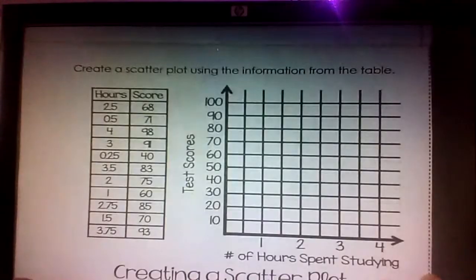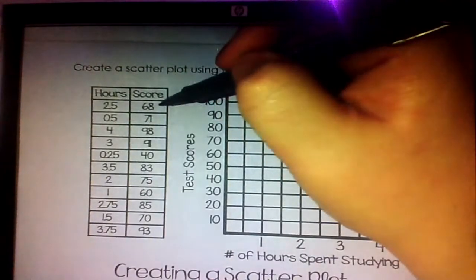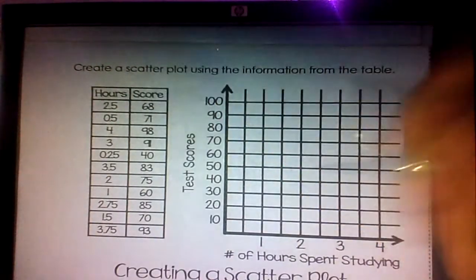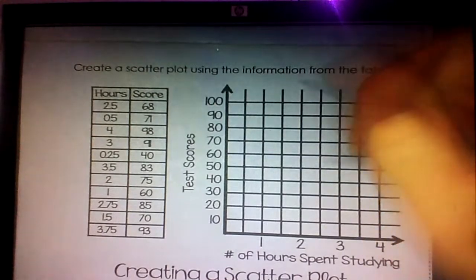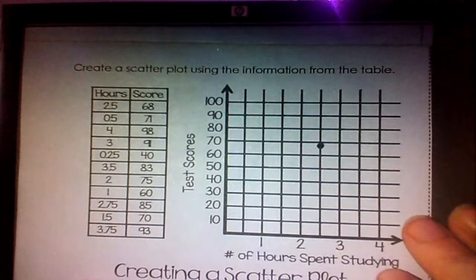So down at the bottom, they want to take this data and we are going to make a scatter plot. I showed you last week how to plug this into the calculator and do a scatter plot. We're going to do it by hand right here. My first point is 2.5, 68. So 2.5, 68 should probably be somewhere around right here. That's your first point.